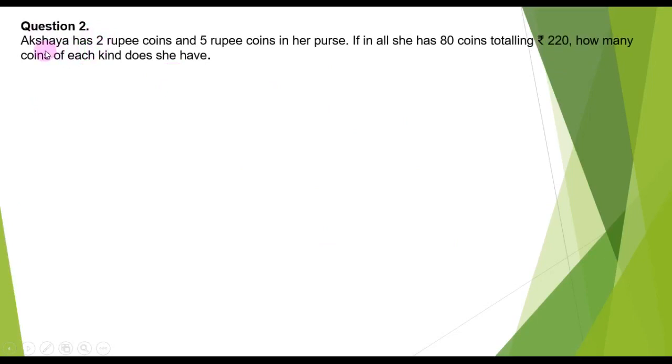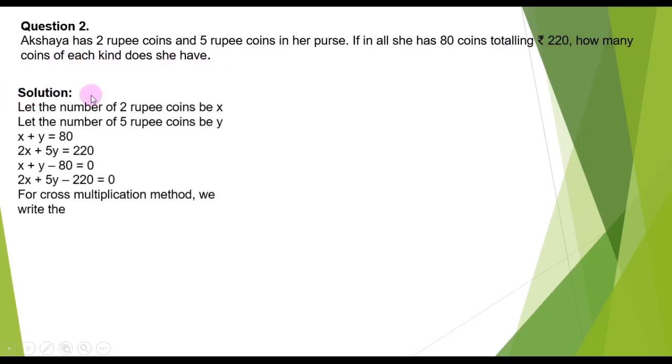Question number 2. Akshaya has 2 rupee coins and 5 rupee coins in her purse. If in all she has 80 coins totaling rupees 220, how many coins of each kind does she have? Let's see the solution. Let the number of 2 rupee coins be x. Let the number of 5 rupee coins be y. She has 80 coins, so x plus y equal to 80, and totaling rupees 220.